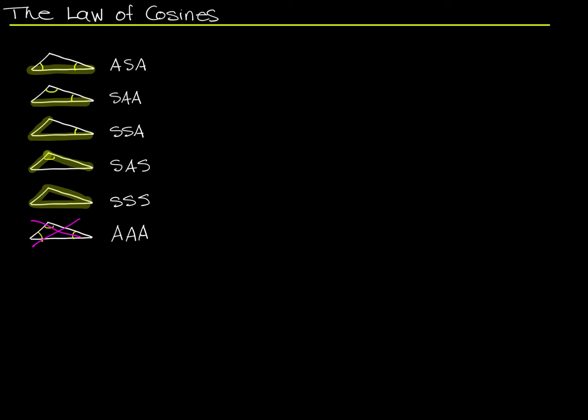But of the other 5 possibilities, we can solve a triangle, even if it's not a right triangle, if we know those 3 pieces of information. These 3 cases, we need the law of sines to solve a triangle. For these 2 cases, we need the law of cosines, and that's what this video is about.